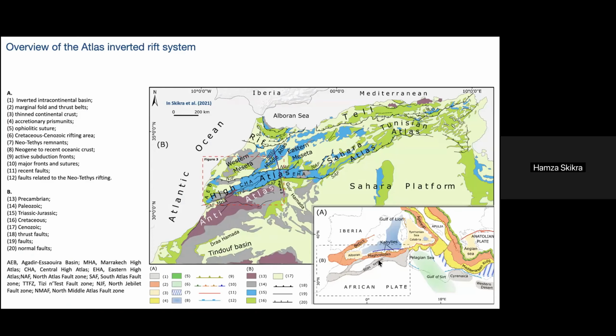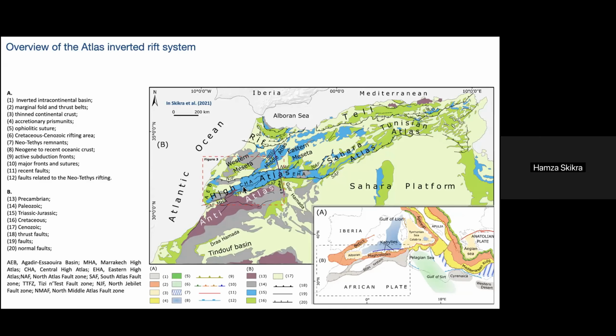I will start with map A here at the bottom, which indicates the location of the intraplate Atlas system fold and thrust belts in the Western Mediterranean domain as part of the North African Alpine orogenic system. Map B indicates a regional geological map of North Africa. We can see the Rif and Tell collision belts in the north along the plate boundary between Africa and Europe. And southward, in a purely intraplate position, lies the Atlas system, which extends from the Agadir-Essaouira region in Morocco all the way to Tunisia in the east.